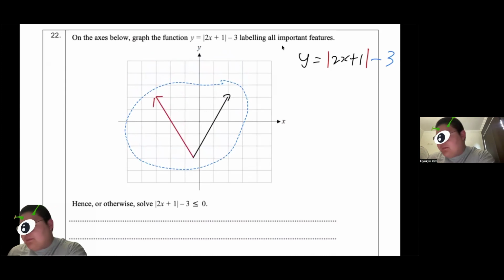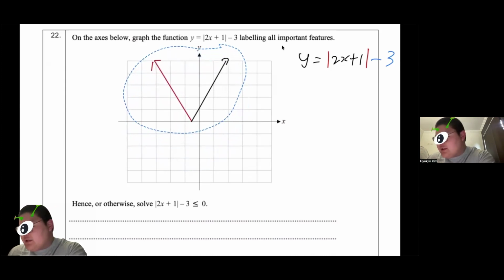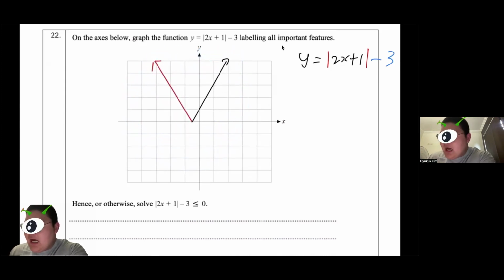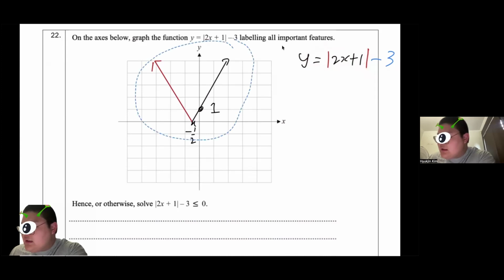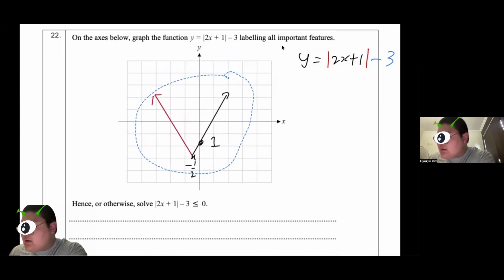Now, here's the problem. Before I do any of these applications or any of the movements, I need to think about what the intercepts are. Right now, the y-intercept is 1 because that's the y-intercept of just 2x plus 1. And then the x-intercept would have been -1 over 2 because that's the solution of 2x plus 1. And then once I do the movement, everything goes down by 3 units. So now it goes like this.